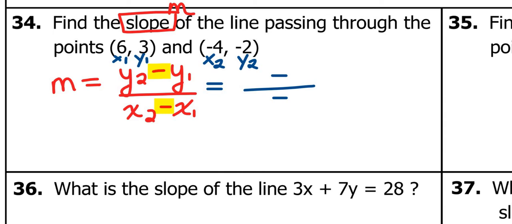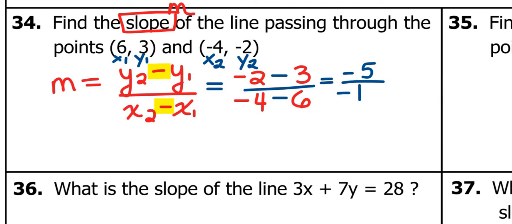So let's get started. I'm going to plug in for y2 our -2. The minus is already there. Then y1 is 3. For x2, I have -4. Minus, and then my x1 is 6. Okay, let's go ahead and simplify. -2 minus 3 is -5 over -4 minus 6 is -10.